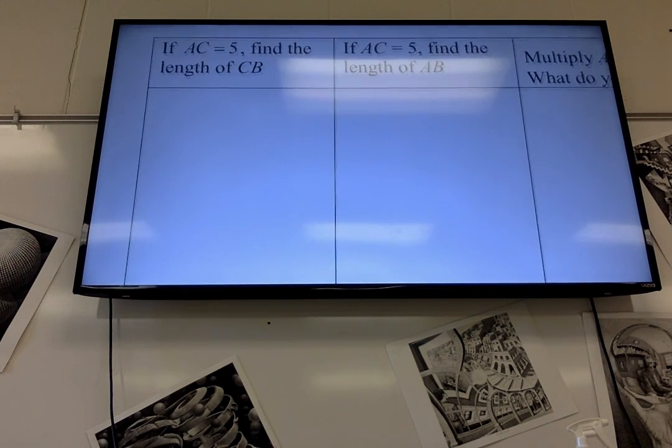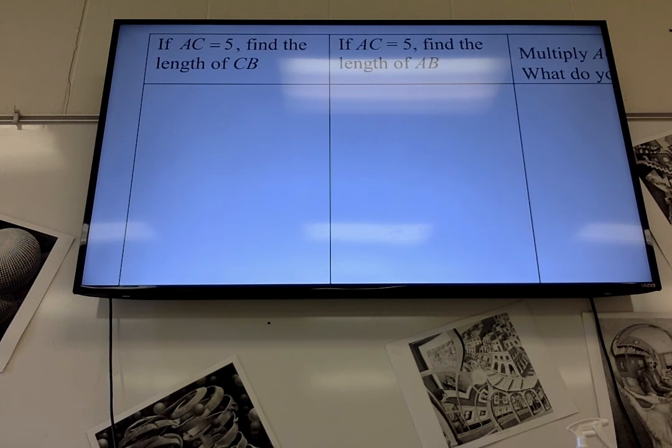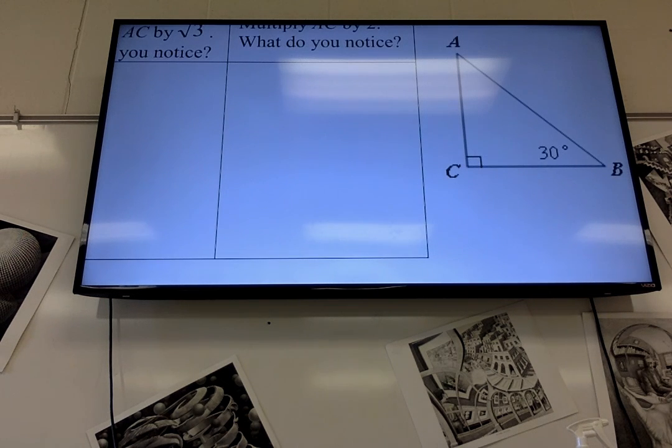Okay. It tells us if AC equals 5, find the length of CB. So AC is 5, length of CB. So I'm going to call that X. Donna, what kind of sides do I have here? Like opposite, hypotenuse, adjacent? 5 is the opposite. That is hypotenuse. Yeah. So the hypotenuse is always across from the right angle, so that leaves X as the adjacent.